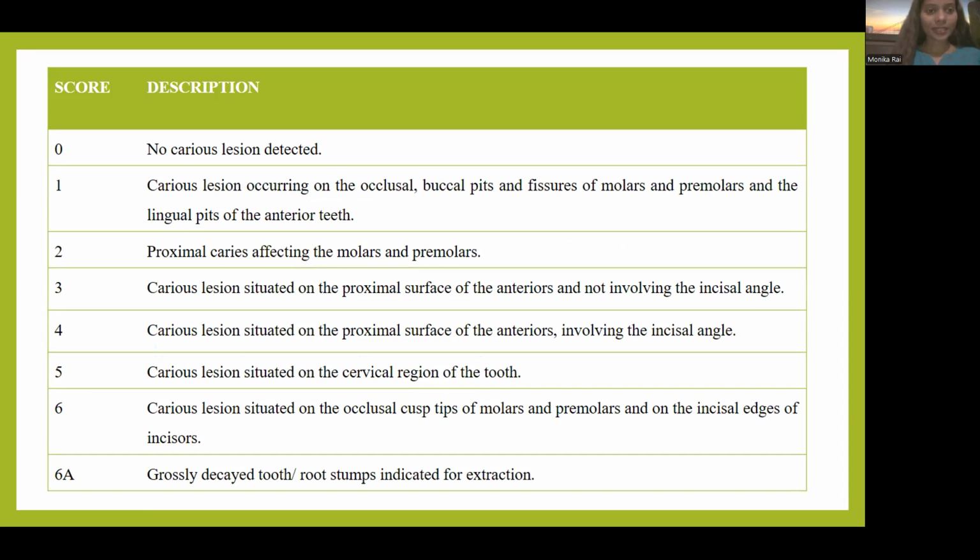This is the score and description. 0 is no caries lesion detected. 1 is a caries lesion occurring on the occlusal or buccal pit and fissure of molars and premolars and the lingual pits of anterior teeth. 2 is proximal caries affecting the molars and premolars. 3 is a carious lesion situated on the proximal surface of anteriors not involving the incisal angle. 4 is a carious lesion on the proximal surface of anteriors involving the incisal angle. 5 is a carious lesion situated on the cervical region of the tooth. 6 is a carious lesion situated on the occlusal cusp tips of molars and premolars and on the incisal edges of incisors. 6a is grossly decayed teeth, root stumps indicated for extraction.